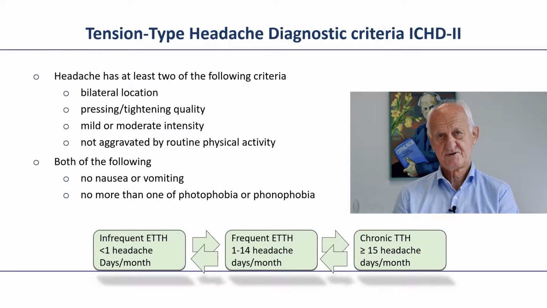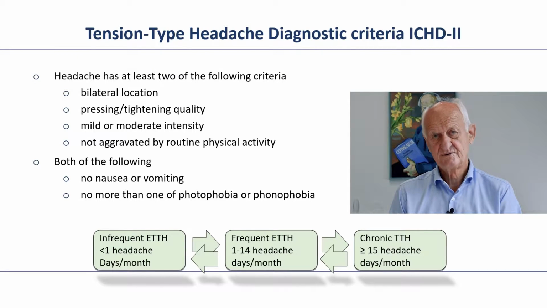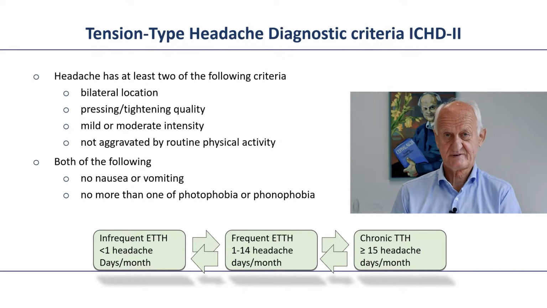Just like in migraine, you had 2 out of 4 pain characteristics. And when it comes to associated symptoms, it's quite easy because in tension type headache, there's normally no associated symptoms, but there can be some photophobia or phonophobia. It's permitted to have one, but not both of them.